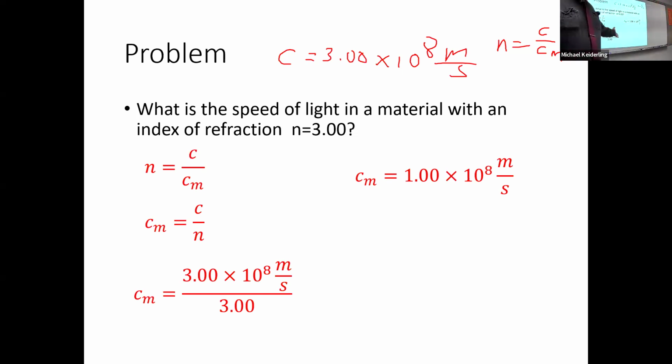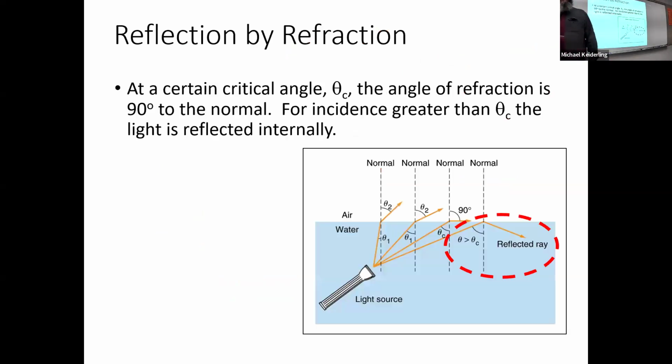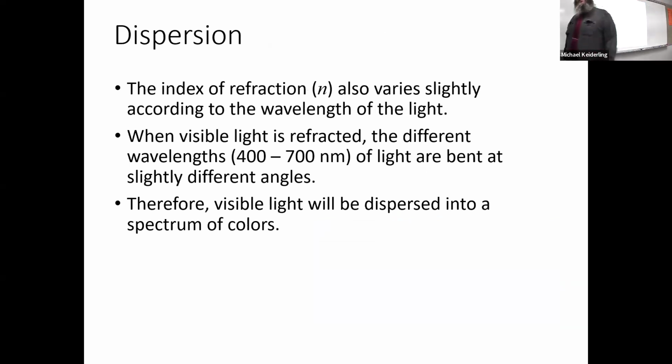And in general, everyday stuff has n in the low single digits. You're unlikely to see an n higher than 4. So at a certain critical angle, the angle of refraction is 90 degrees to the normal. And for any angle of incidence greater than that critical angle, you'll have total internal reflection, where the incoming light will be reflected inwards and nothing will leave. This will only happen when you're going from something with a higher index of refraction to something with a lower index of refraction. And this effect is how fiber optics work. That's how they keep light traveling down the fiber optic tube.